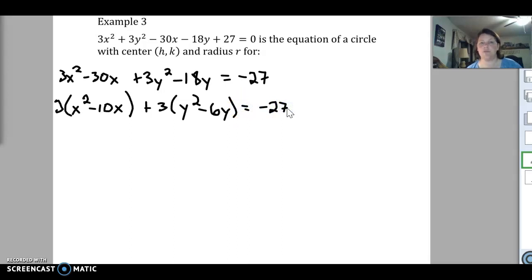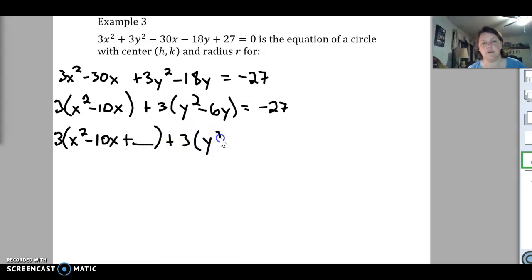Next step, rewrite leaving our blanks. So when we have these groups and we factored that 3 out of our groups, the blank needs to go inside the group. So on the left hand side, we're still going to have 3 out in front. And then we'll have x squared minus 10x plus a blank, then the parenthesis. So make sure that blank is inside your parenthesis. Then 3 times y squared minus 6y plus a blank.